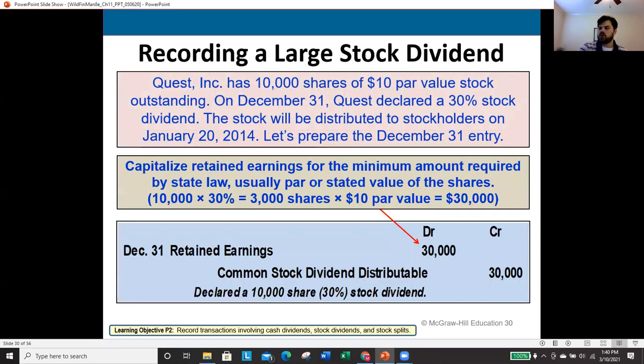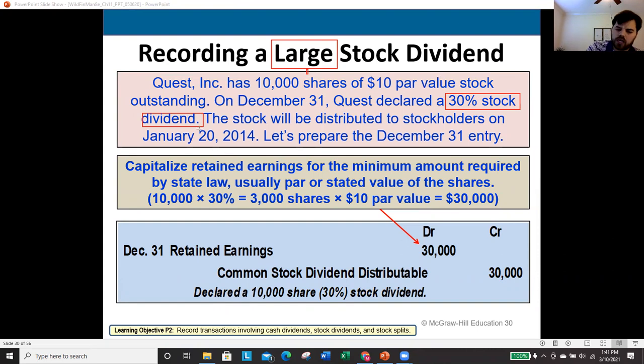Now, does anything change when I deal with a large stock dividend? I bet you can answer that right away, because if there was no difference, why would we make a distinction? So of course there will be a difference. When I'm dealing with a large stock dividend, let's see how this works. In this case, Quest had 10,000 shares of $10 par value stock, and they declared a 30% stock dividend. So this 30% stock dividend is greater than the 25%. And so we are dealing with, once again, a large stock dividend.